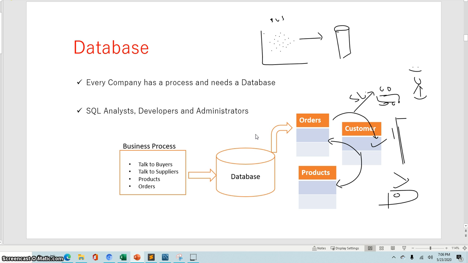Let me reiterate. Every company has a process, and based on that process, a technical data structure is created such that multiple applications can be used on top of it, which will help their productivity at the end, right? So every business has a database, and data is being stored. They can analyze the data, and probably they can see their road ahead. Okay. All right. So that is the introduction of database.